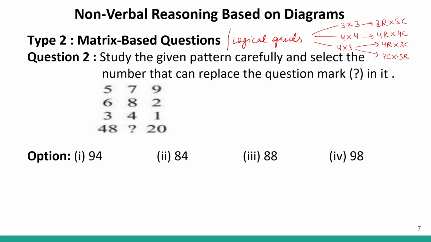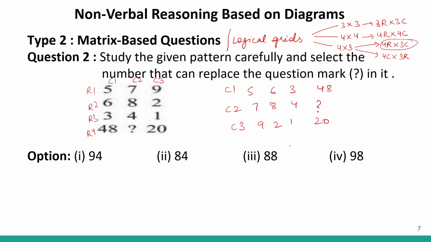Either of the following. So over here in this question, I can see row 1, row 2, row 3 and row 4. So 4 rows are there, and how many columns? Column 1, column 2 and column 3. 3 columns are there. So this is this type of question. 4 rows into 3 columns. Now, how do we solve these types of questions? How do we look at these types of questions? So when I look over here, I can see that my first column is 5, 6 and 3 and then 48. This is my column number 1. Similarly, my column number 2 is 7, 8, 4 and we have to find the missing element. And my column number 3 is 9, 2, 1 and then 20.